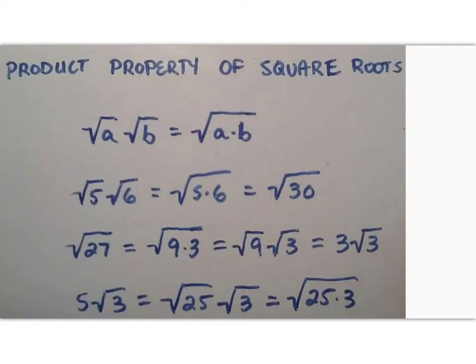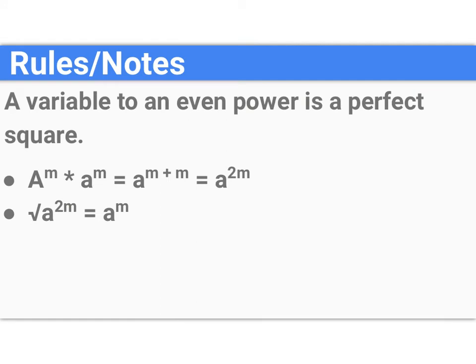some products of square roots. So remember, if you have this funny looking thing, that is your radical symbol, your square root. And if there's no number sitting here, you know it's to the second power. So the square root of A times the square root of B is the square root of A times B. It's the same thing. So they put numbers in here to show you, and we are going to factor and combine to simplify expressions. Okay, so some rules and notes for you.